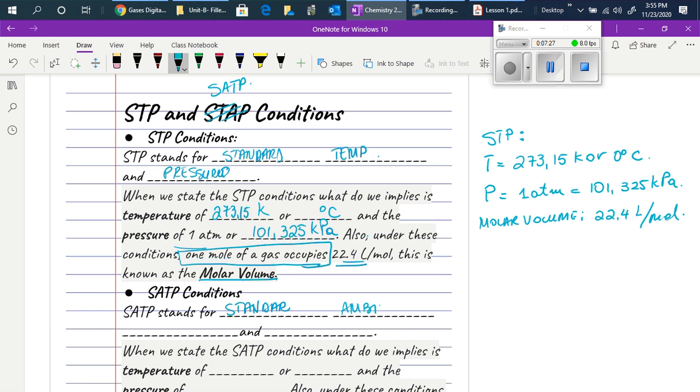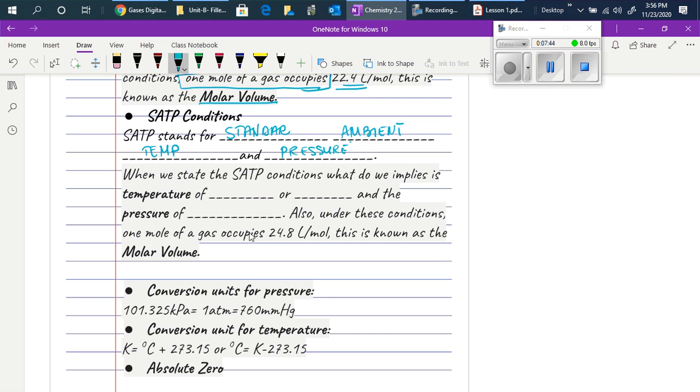ambient temperature and pressure. Okay, so when we are talking about these conditions in terms of the numbers, we have 298.15 Kelvin or 25 degrees Celsius and a pressure of 100 kilopascal. And under the SATP conditions, the molar volume is 24.8 liters per mole.